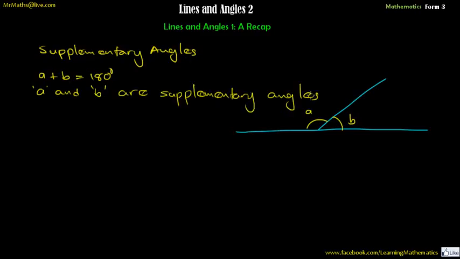There you have it. That's the quick recap about Lines and Angles 1, which is chapter 9 in the Form 1 lesson. So once you know this, it will become easier for us to go and learn about Lines and Angles 2. Okay, let's go do that.